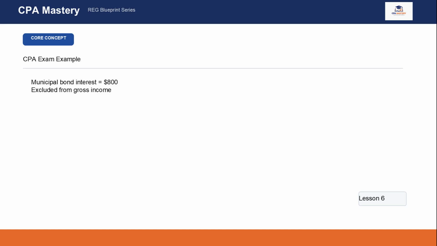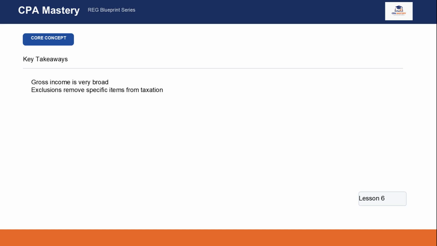Consider a CPA exam-style question where a taxpayer earns $800 of interest from municipal bonds. Because the bonds were issued by a state or local government, the interest is generally excluded from federal gross income. A helpful strategy for exclusion questions is to begin with the assumption that income is taxable. Then ask whether a specific rule excludes the income from gross income. If no exclusion applies, the item is generally included in gross income.